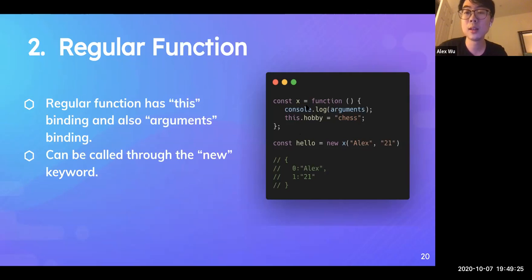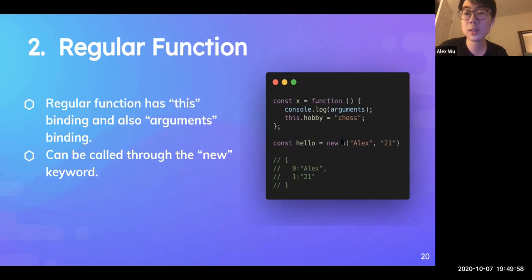And also within the function here, we have the this keyword. This keyword is something that we have already mentioned before. It's essentially a way to access the object that we are trying to create. And here we assign this.hobby equals chess. So essentially the hello object that we have just created will have this, and if you access hello.hobby, it will display chess as a result.